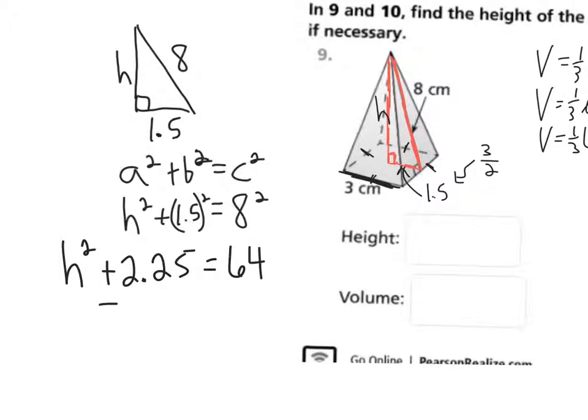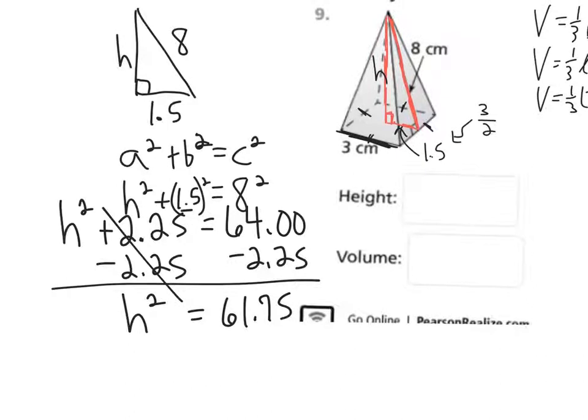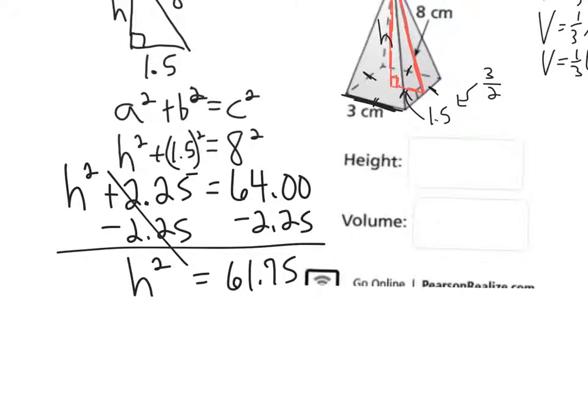Now in order to get the h squared by itself, they're adding, so we can subtract 2.25. If you were doing this by hand, you'd need to make sure your decimal points were lined up. So we subtract, and it is 61.75. At that point, the h is being squared, so we need to take the square root. When you take the square root, again, technically we should add plus or minus in front of that, even though we can't have a negative height, so we're going to cross it out.